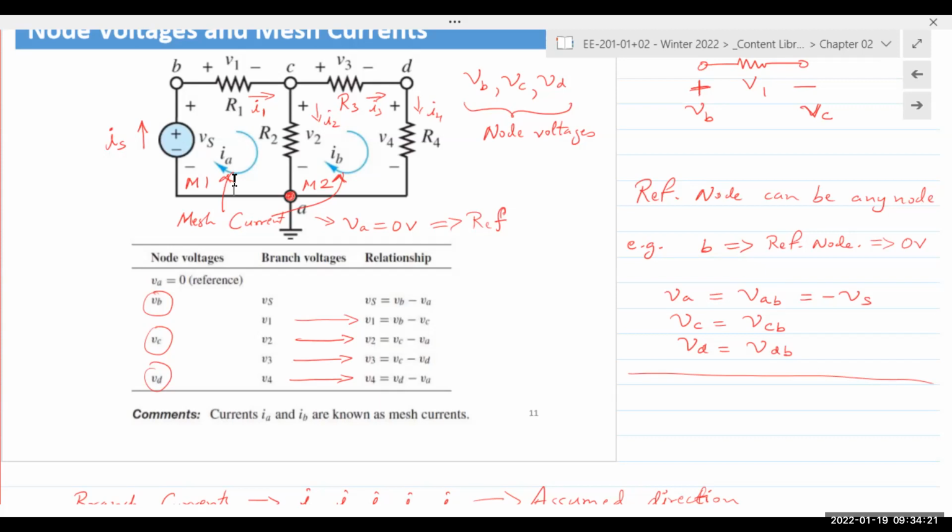And so mesh currents are completely hypothetical. Branch currents are real. Mesh currents are hypothetical. All right.